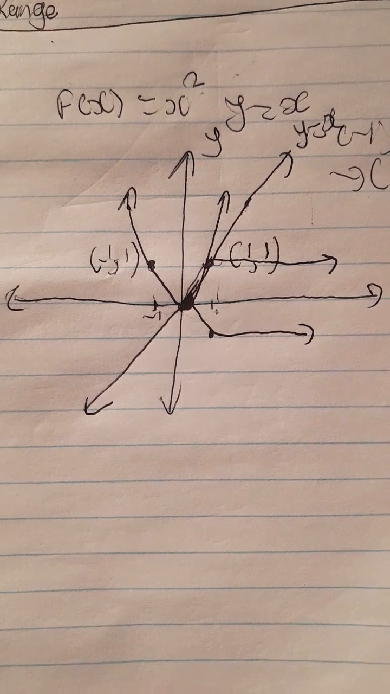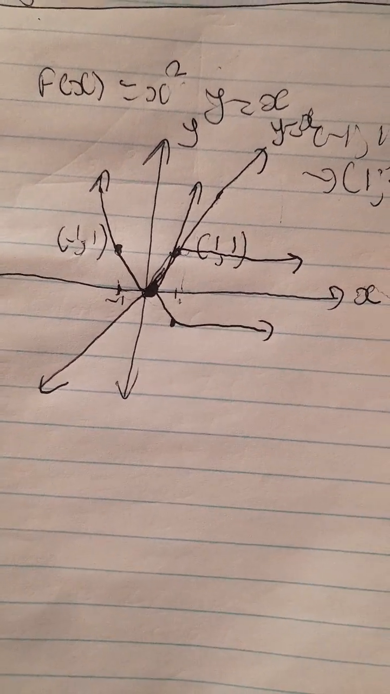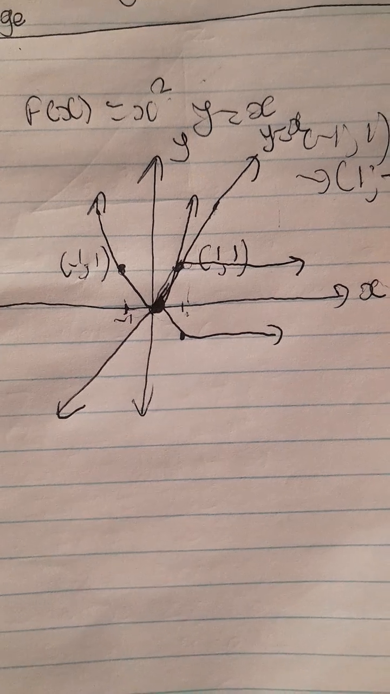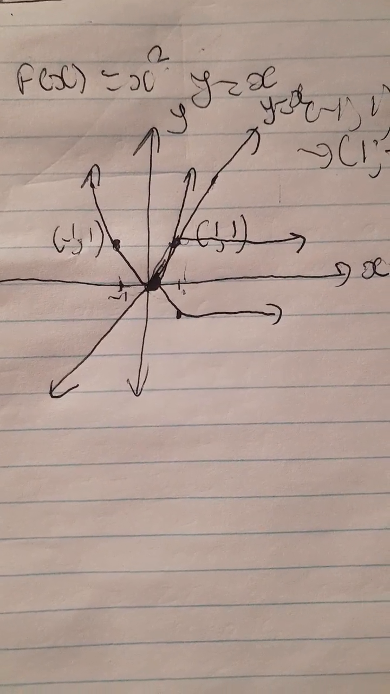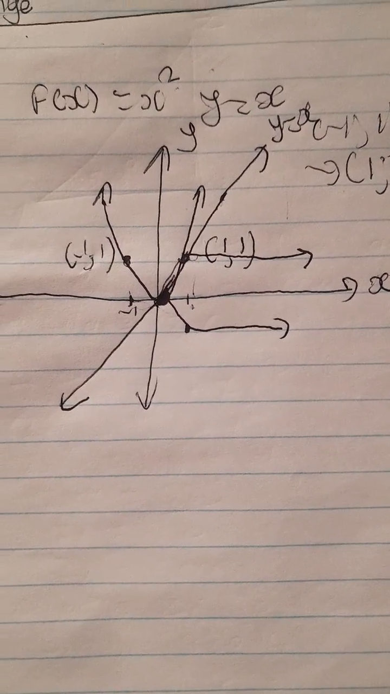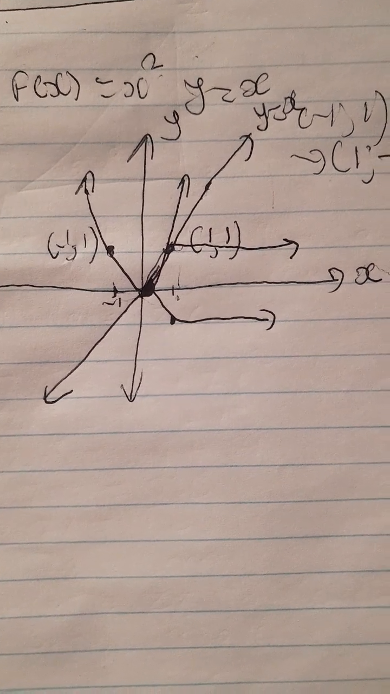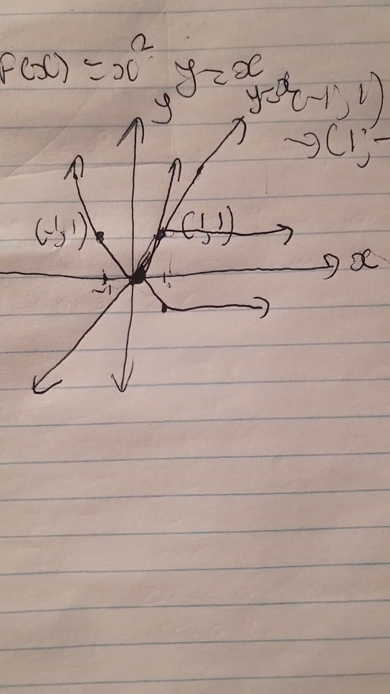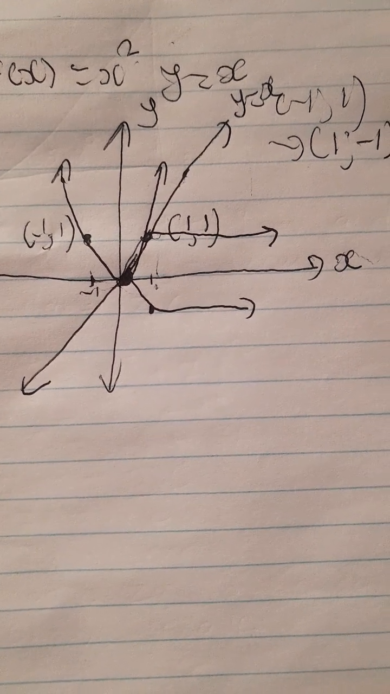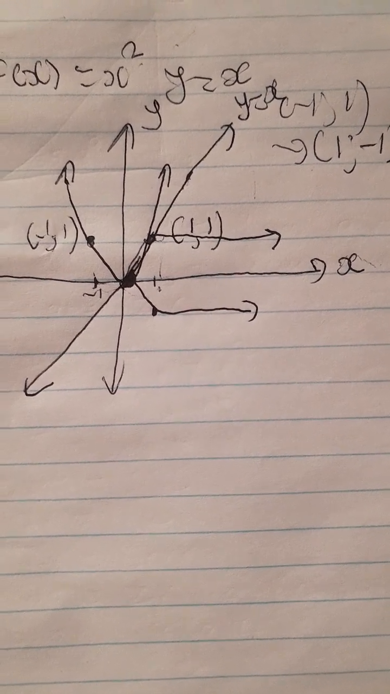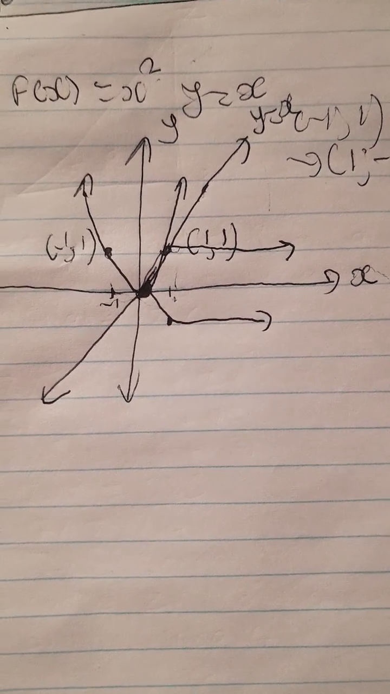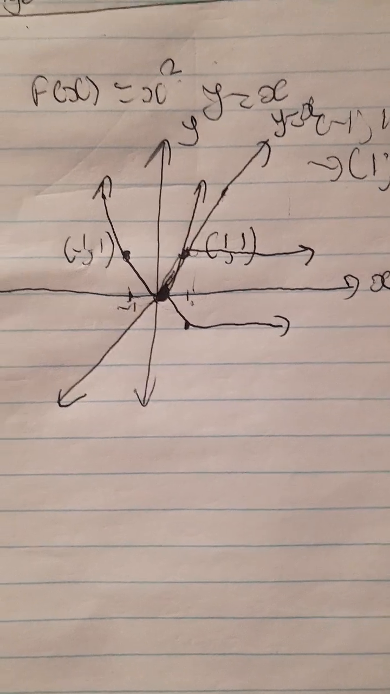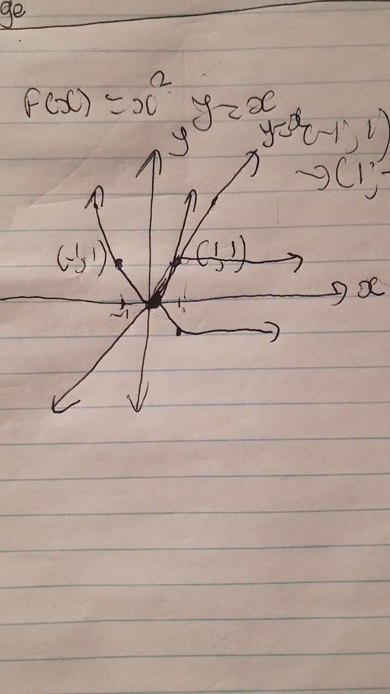Remember that this is not a function, so we need to restrict it. As you've seen in our previous video, the inverse of f is not a function. In order for the inverse to be a function, this is what I want you to note: the domain of the original function has to be restricted so that one arm of the parabola is cut off. How do we do this?